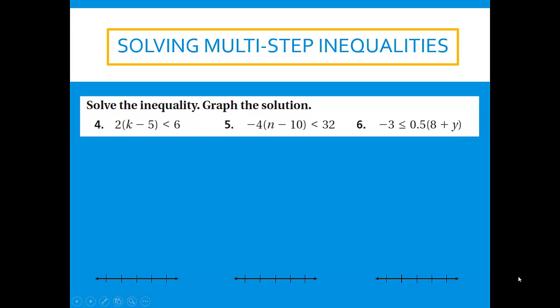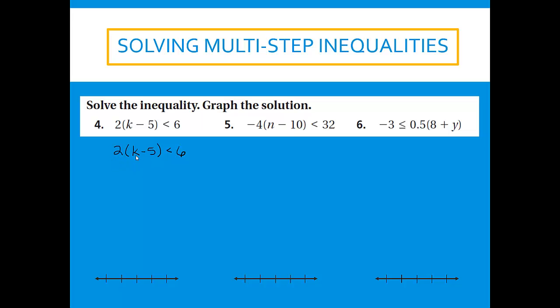Now we're going to look at solving multi-step inequalities. So we'll solve the inequality and then graph the solution. So for number 4, we have 2 times the quantity k minus 5 is less than 6. Our first step is to use the distributive property.